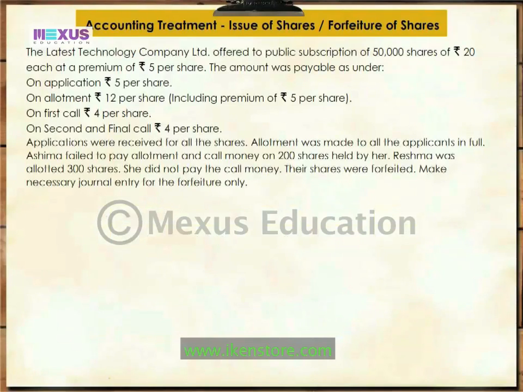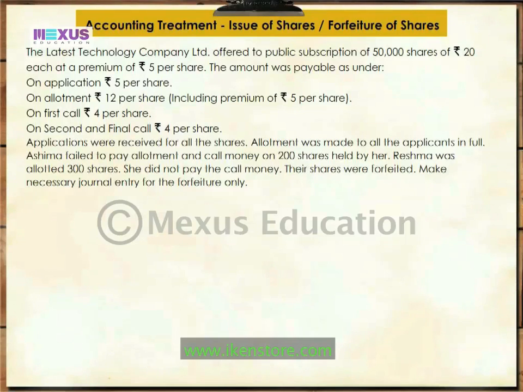The Latest Technology Company Limited offered to public subscription 50,000 shares of 20 rupees each at a premium of 5 rupees per share. The amount was payable as under. On application, 5 rupees per share. On allotment, 12 rupees per share, including premium of 5 rupees per share. On first call, 4 rupees per share. On second and final call, 4 rupees per share.